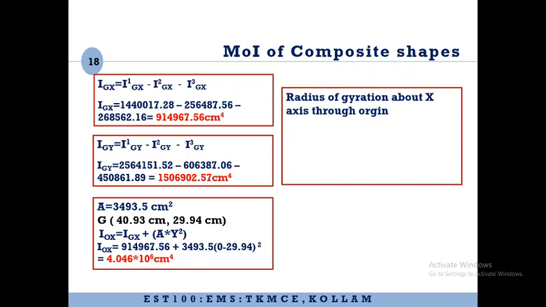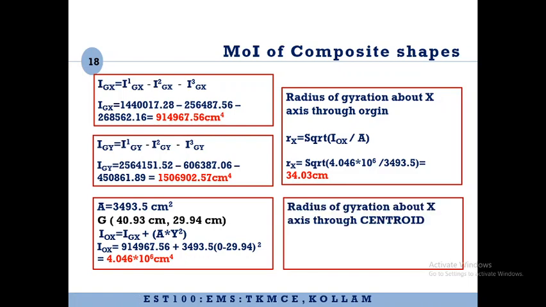In a similar fashion, you can also find out moment of inertia about the y-axis passing through origin also. You can find it out. Now, to find the radius of gyration about the x-axis passing through the origin, the formula for radius of gyration is square root of moment of inertia divided by area. So we are finding it about x-axis passing through origin. Therefore, the moment of inertia should also be about the x-axis passing through the origin. So Iox divided by area. So if you substitute the values, you will be getting it as 34.03 centimeter.